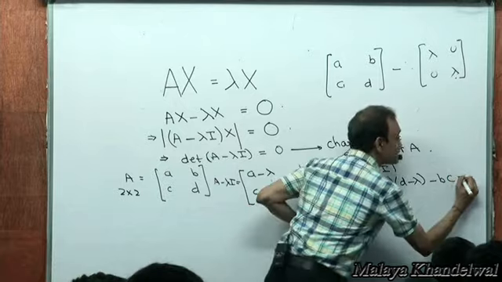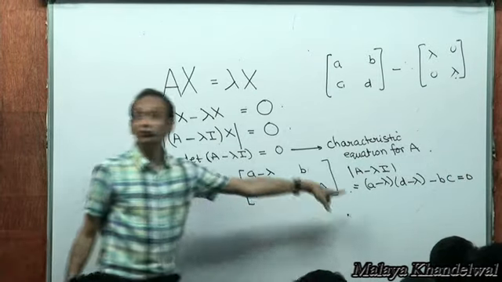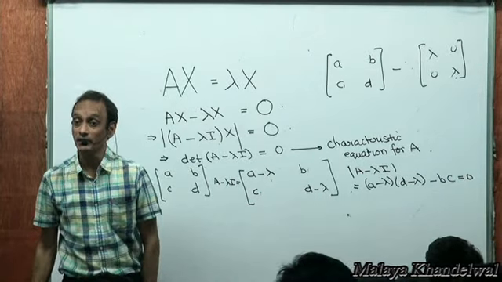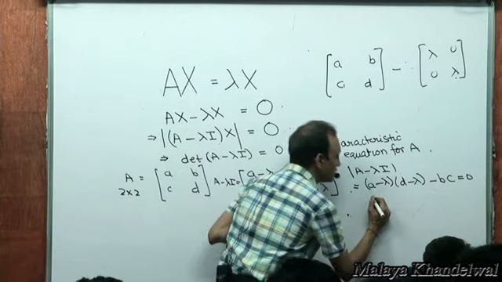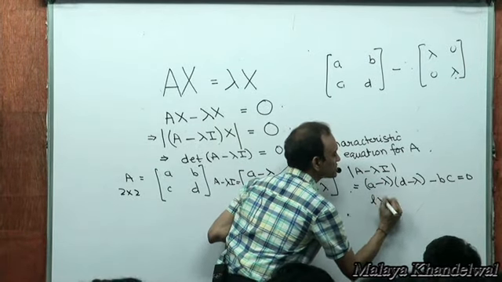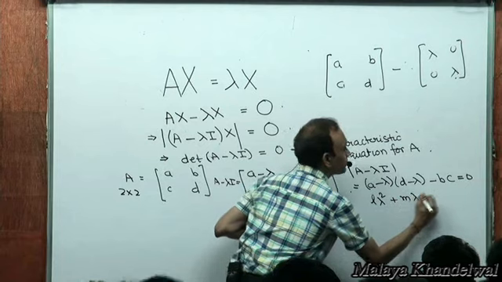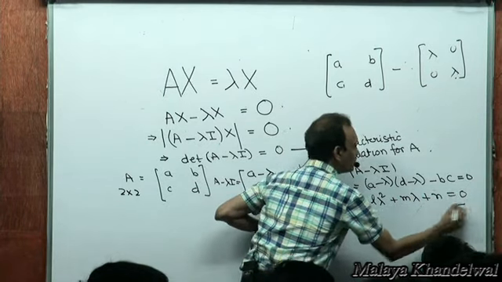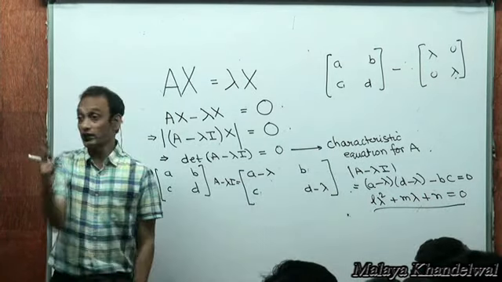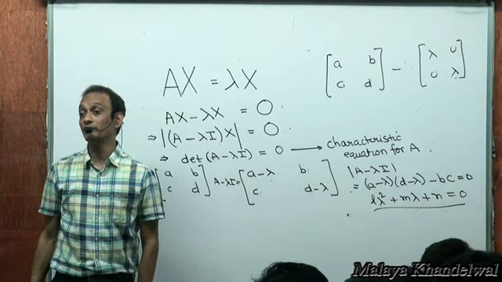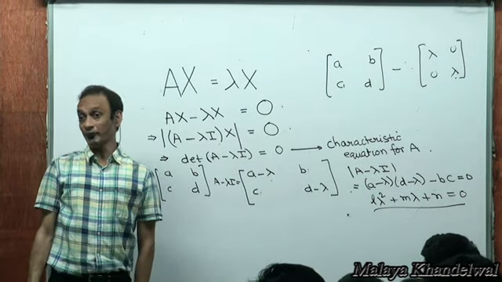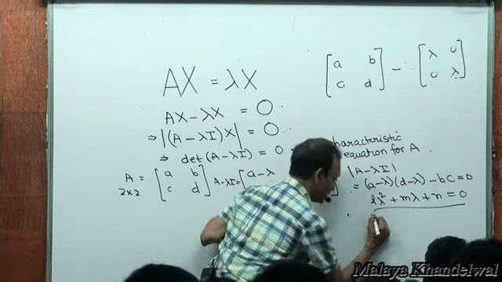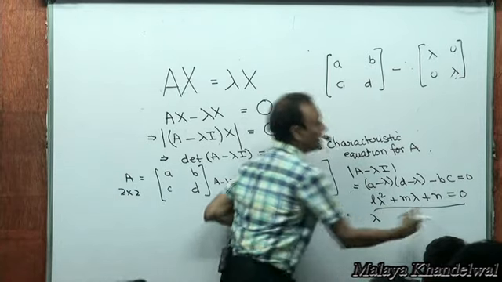Now, this will be 0. You get a quadratic in lambda. Do you realize you get a quadratic in lambda? You get something like L lambda squared plus M lambda plus N equal to 0, which will give me 2 values of lambda. You will get a polynomial of degree 2 in lambda.